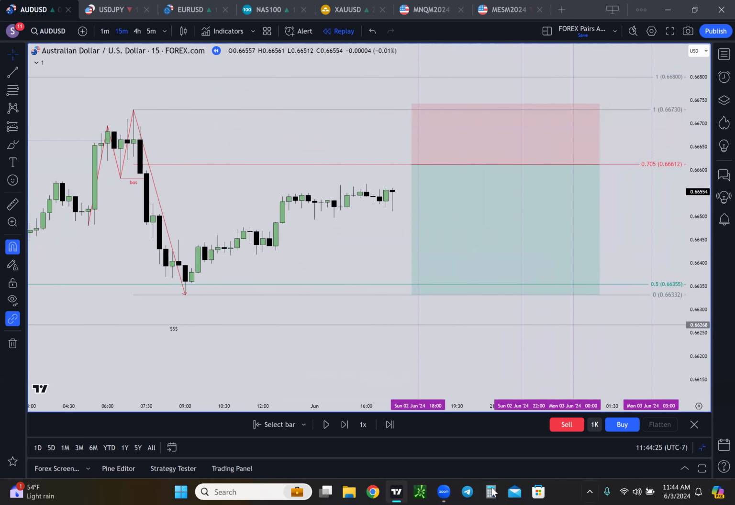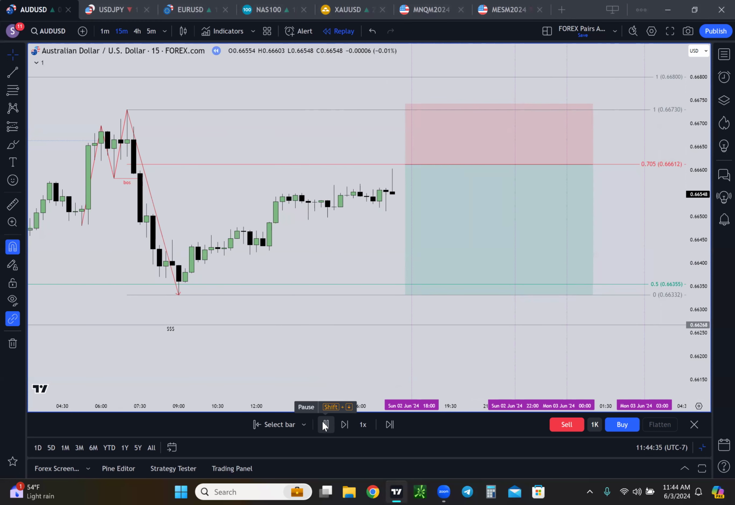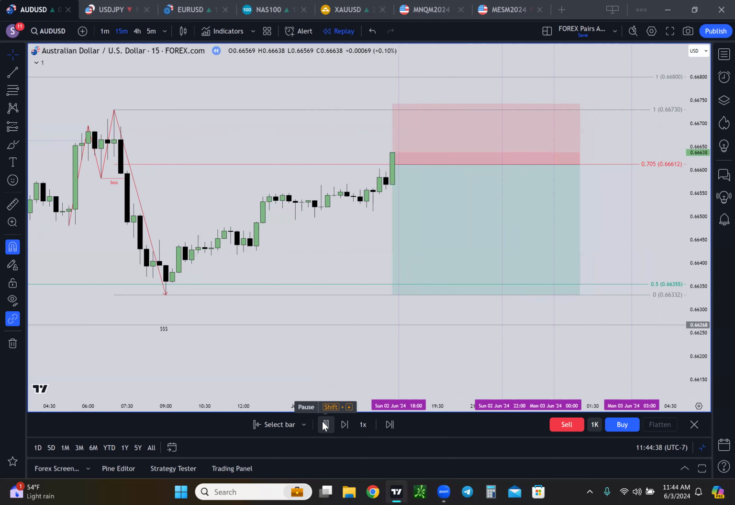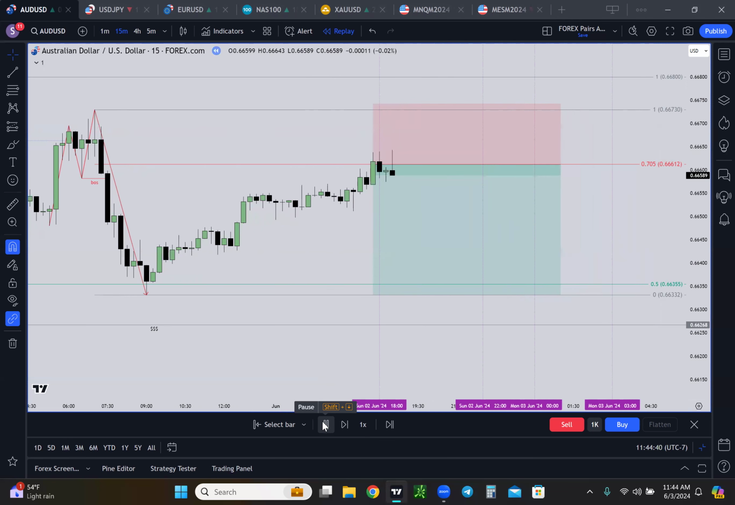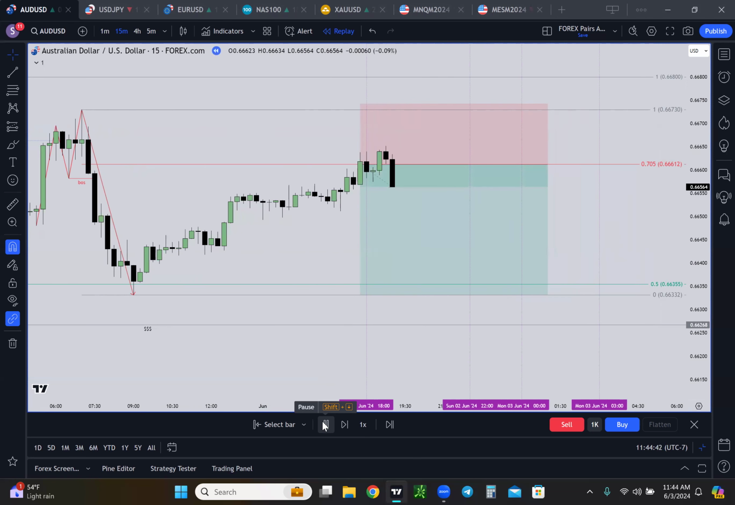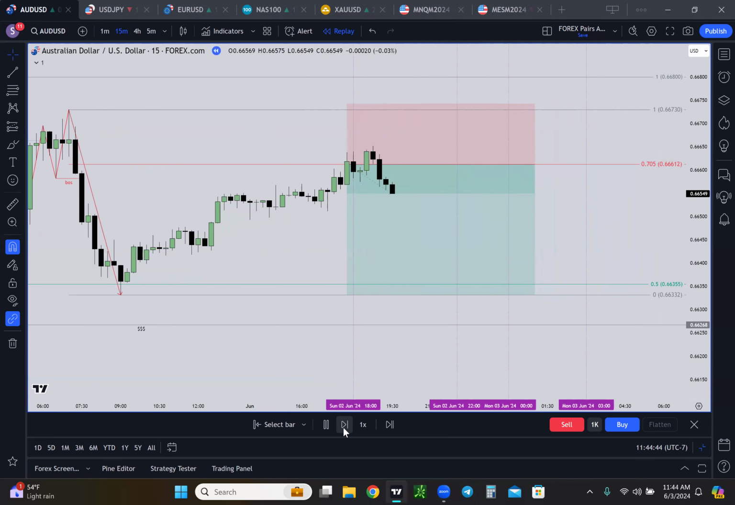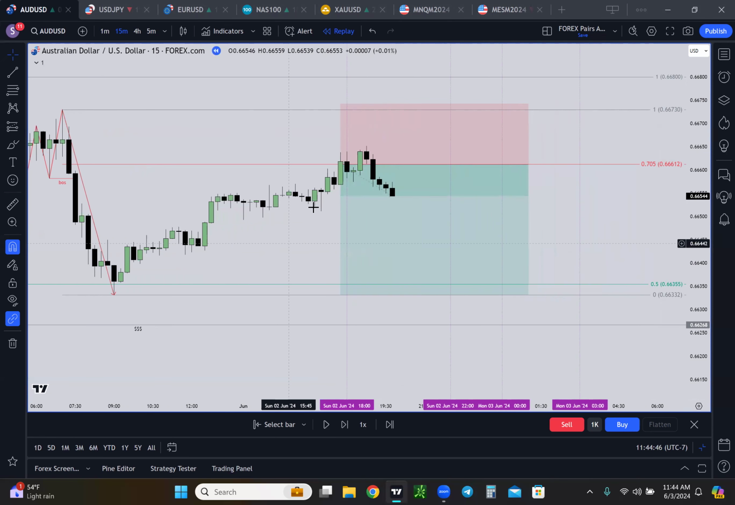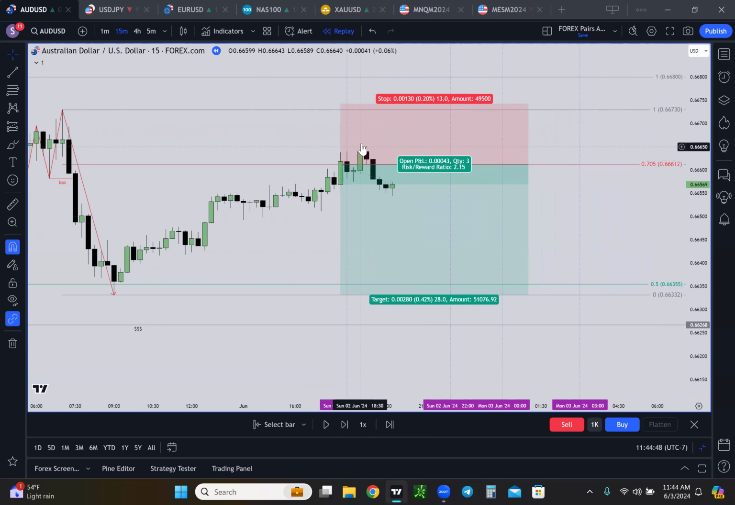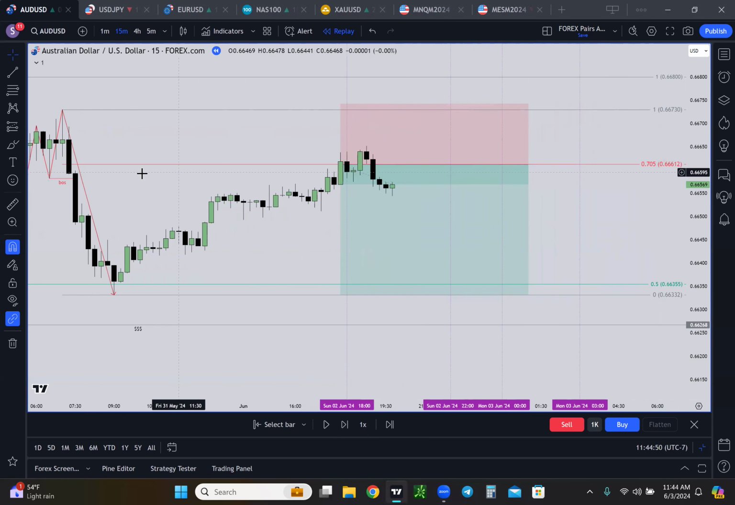So let's just play this forward. As we come to the Asia kill zone there, you can see I'm in the trade. And one confirmation that I had, I'll just pause it right here, is I had a second little M1 form, which broke down. So that gave me more confidence that this trade would work out.